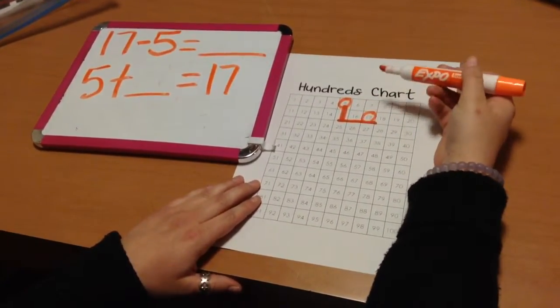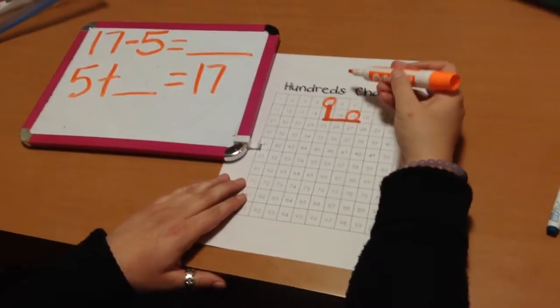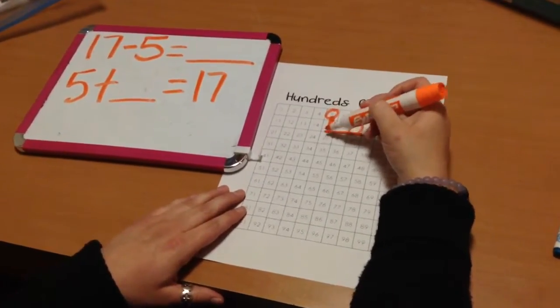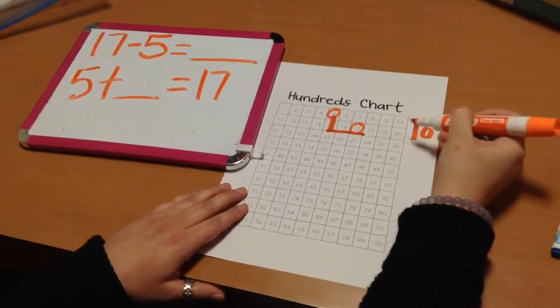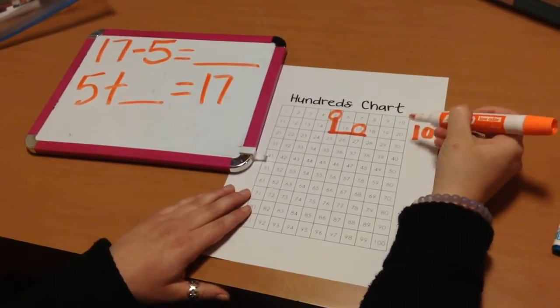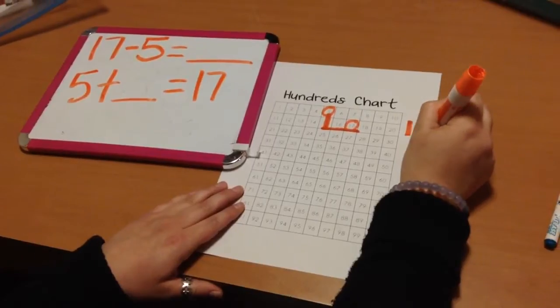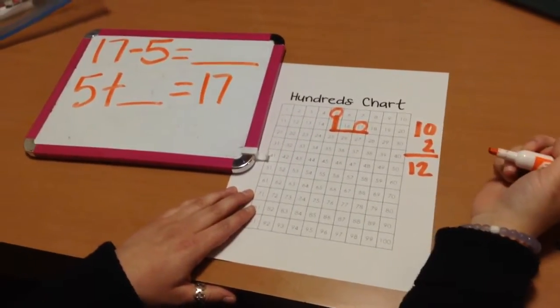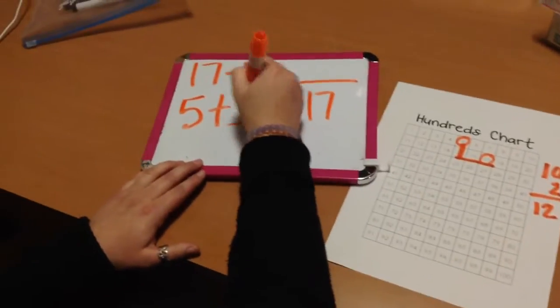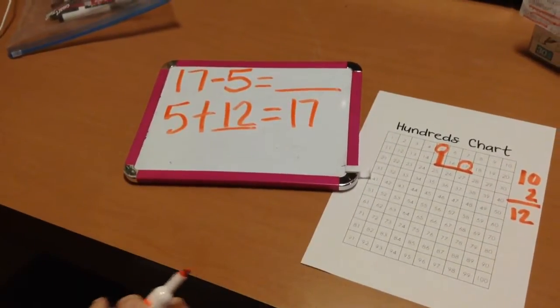So now we go back and see how many spaces we moved. We moved down 1 space, which was 10, and then we moved to the right 2 spaces, and each space was by 1, so we moved 2 spaces to the right. And we know that 10 plus 2 is 12. So we know that our answer is 12. So 5 plus 12 equals 17.